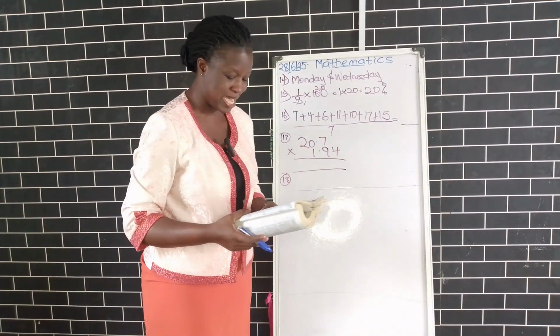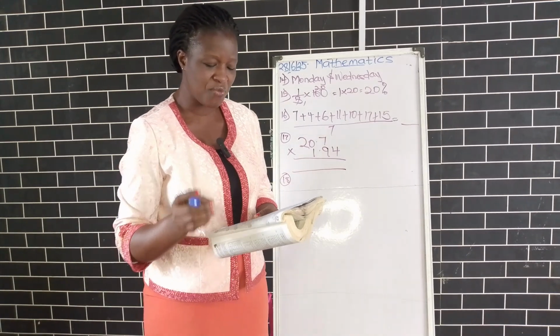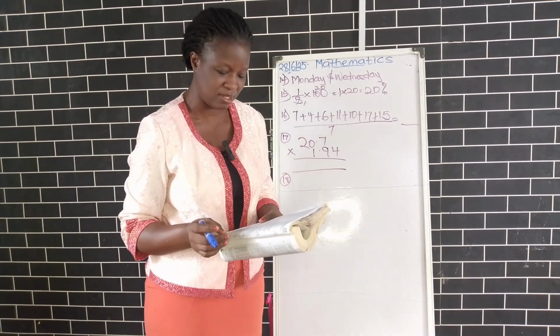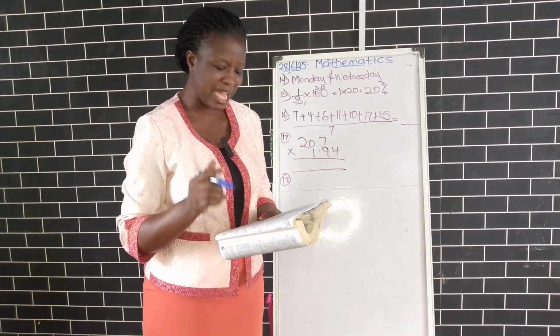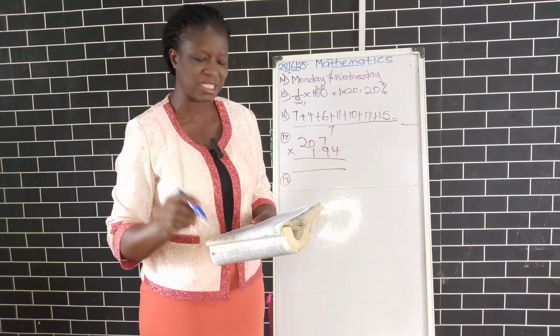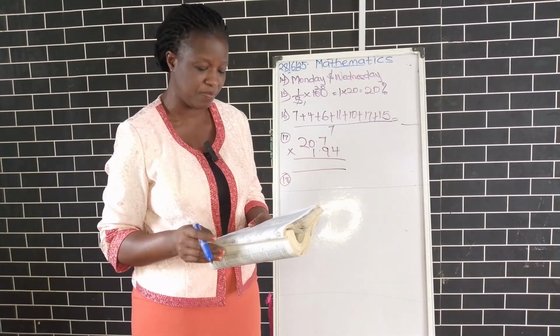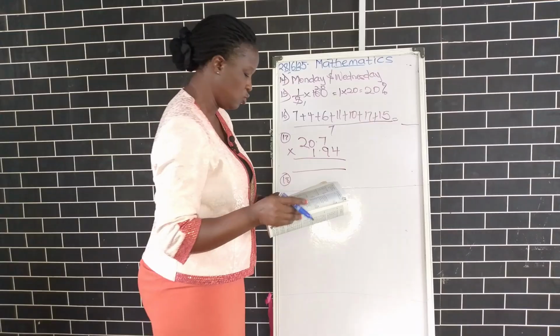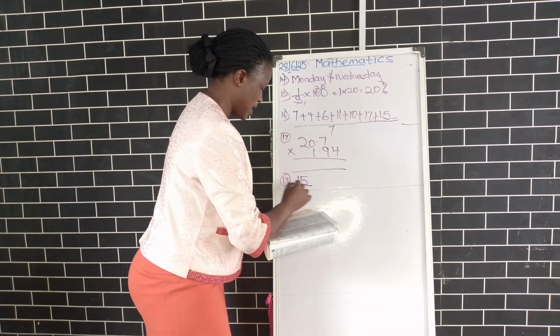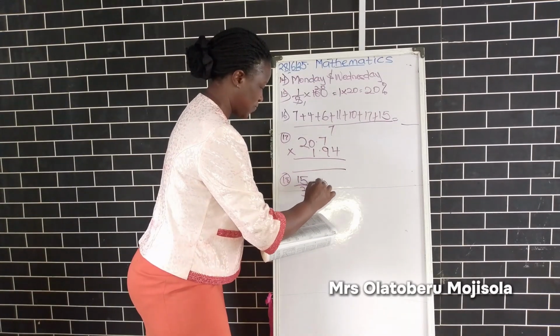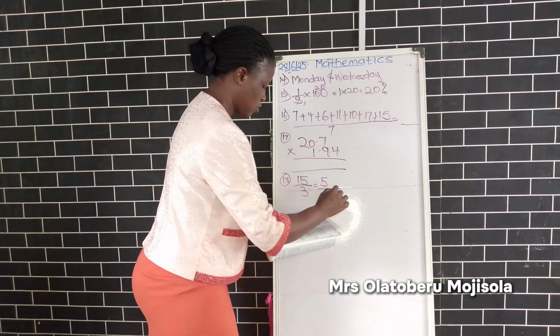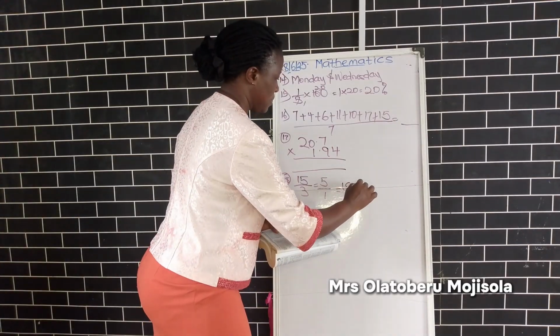Number 18 now. The length of a hall is 15 meters. It is represented by a line 3 centimeters long on a scale drawing. What scale is used? 15 divided by 3, and that is 5/1, which is equal to 1 centimeter represents what?